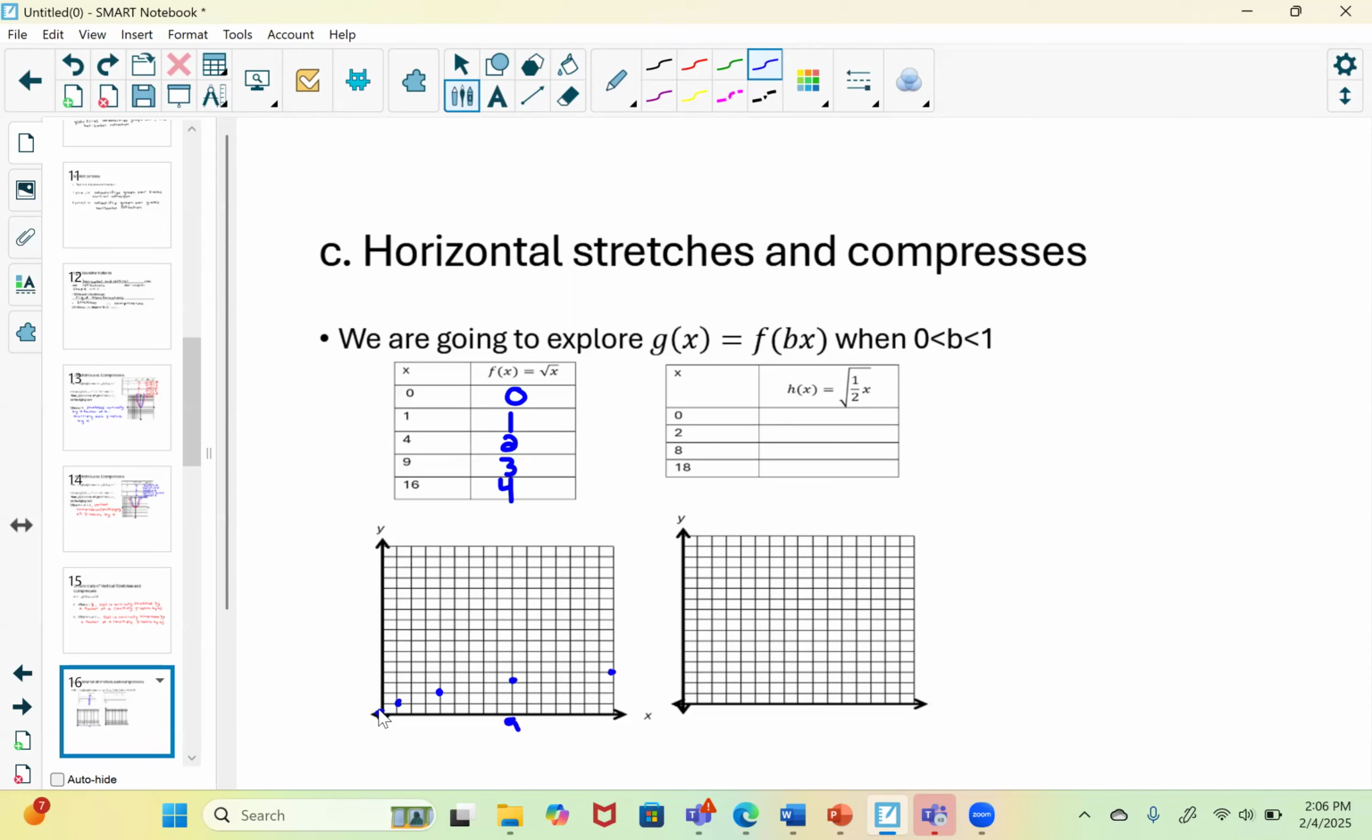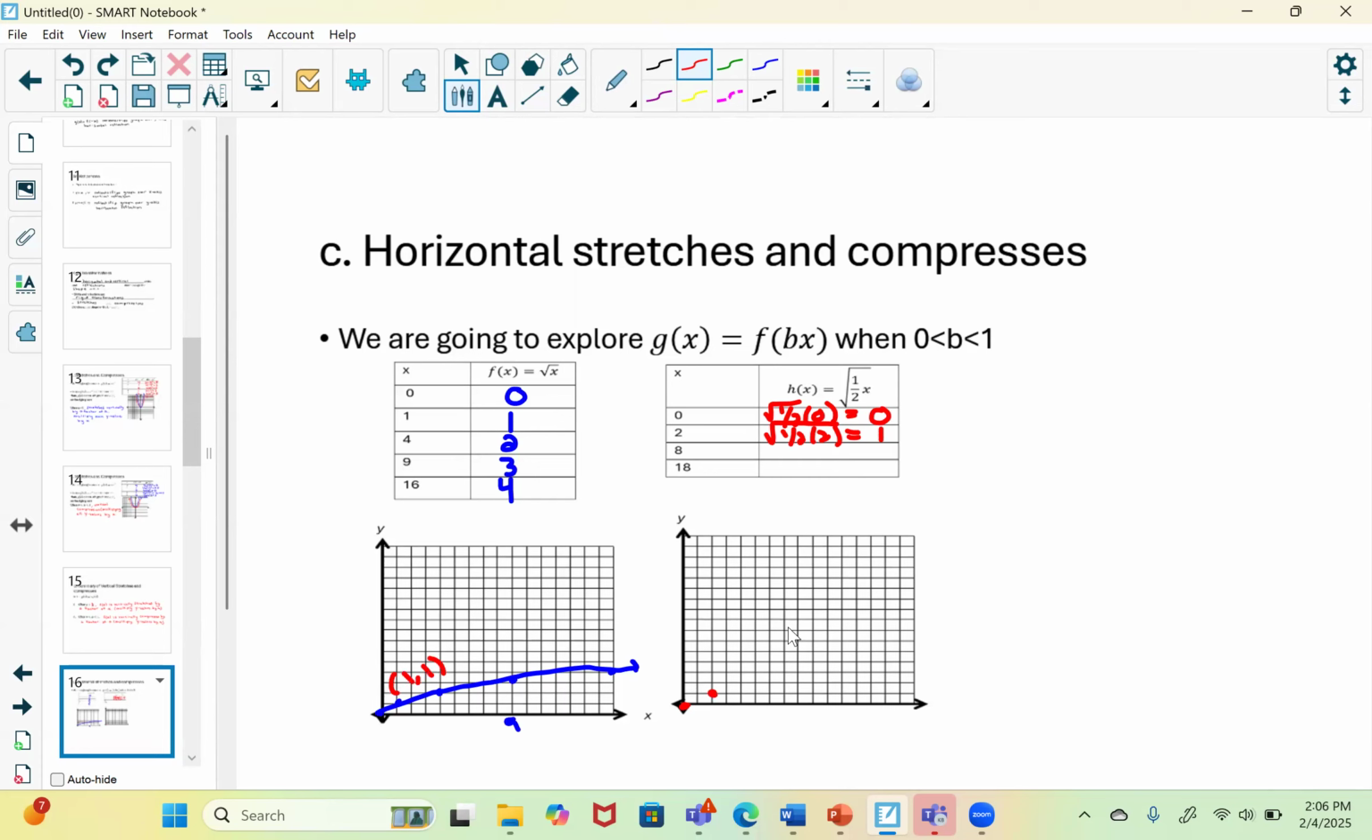So this is the square root normally. Okay, so what happens if I do 1/2 inside? So h of 0 would be the square root of 1/2 times 0. 1/2 times 0 is 0, that's still 0. So we have the point 0, 0. Okay, if I do 2, I have the square root of 1/2 times 2. 2 times 1/2 is 1. The square root of 1 is 1. So I have the point 2, 1.